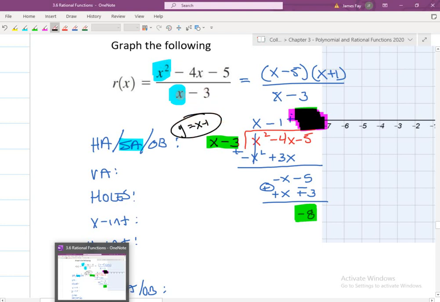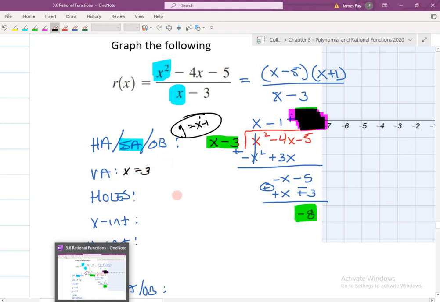If you said this was x cubed over x, yes, it'd be oblique. So y equals x minus 1, that's our slant asymptote. And it's slant because it's to the first power, and it's not horizontal. Does that make sense? So it's linear, but it's not horizontal. Vertical asymptotes, do I have a vertical asymptote here? X equals 3.